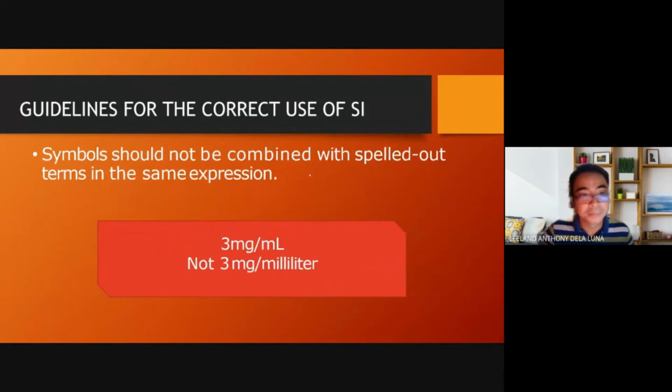Alright? Next one. Symbols should not be combined with spelled out terms in the same expression. Let's say, for example, gusto mo isulat milligram per ml. Class, kung naka-abbreviate to, yung milligrams mo, dapat abbreviated din syempre yung ml. Hindi yung si milligram lang yung naka-abbreviate, tapos si ml, sinulat mo buo. Medyo pangit siya tingnan, and it's not a standard way of writing your units. The standard way class would always be, kung i-abbreviate mo yung units natin, dapat abbreviated lahat. Para may consistency tayo.